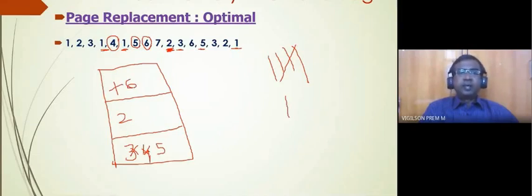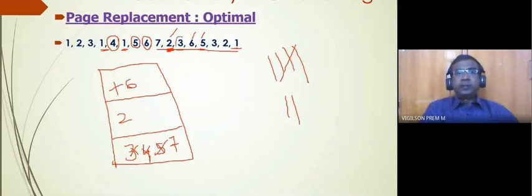Okay, next 7. Among 6 to 5, which is not going to be used? Here 2 is there, here 6 is there, here 5 is there. 5 is not going to be used for a long time. So I will replace it with 7. So a page fault will occur. Then 2, which is already available in main memory.